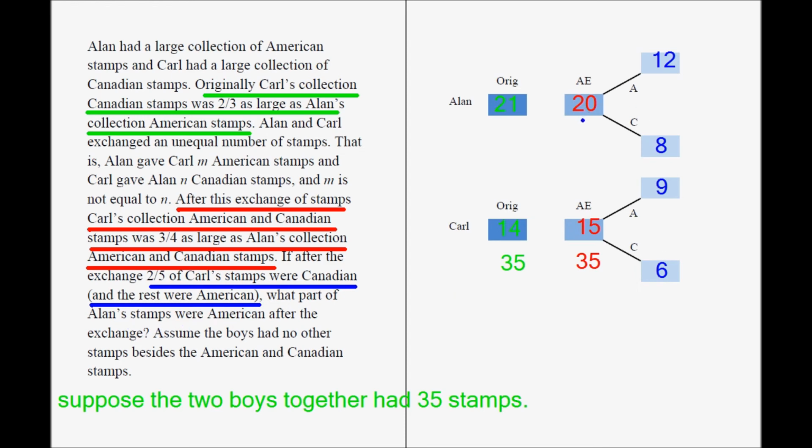Well, Alan, after the exchange, had only 20 stamps, and 12 of them were American. So we are going to say our answer has to be 12 over 20. And if you simplify the fraction, if you divide both the numerator and the denominator by 4, you're going to get 3 over 5. So the final answer is, after the exchange, 3/5 of Alan's stamps were still American.